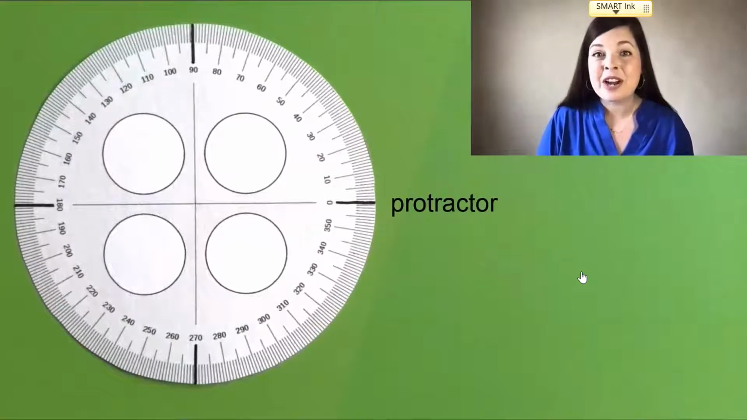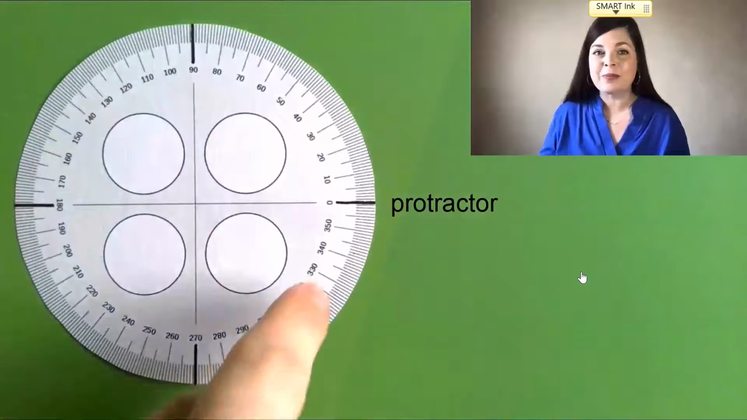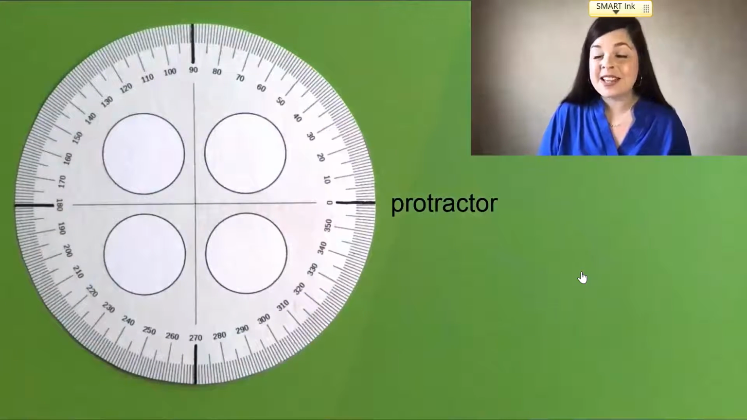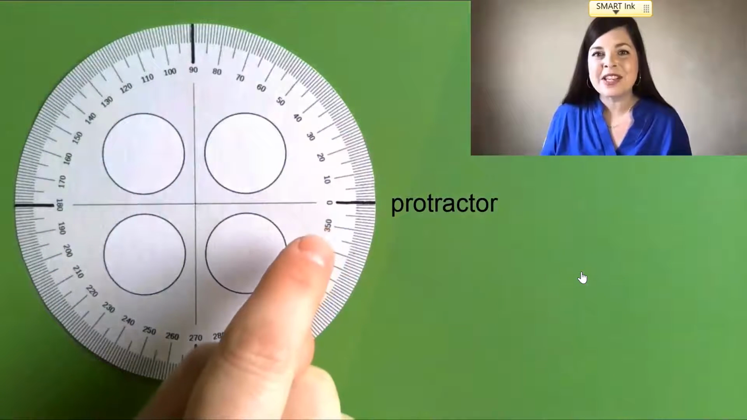The degree measure of an angle is measured with a protractor. Pause the video and take a moment to analyze this protractor and talk about what you notice. You probably noticed that this protractor is shaped like a circle. If you looked more closely at the numbers, you may have noticed that it counts by 10, from 0 all the way up to 350.